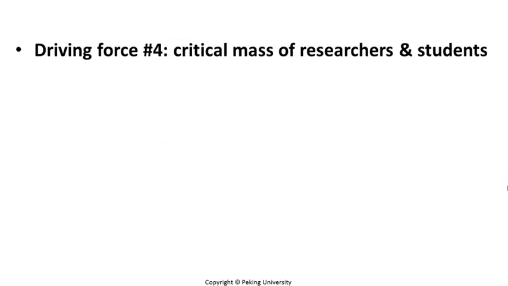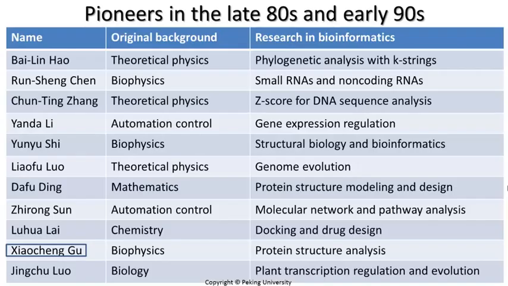The fourth driving force of bioinformatics in China is the increasing critical mass of talents, including both those who return to China after overseas training and those trained domestically. Since the late 1980s and early 1990s, a number of pioneers from physics, chemistry, mathematics, automation, and biology had started doing research in bioinformatics despite very limited funding.